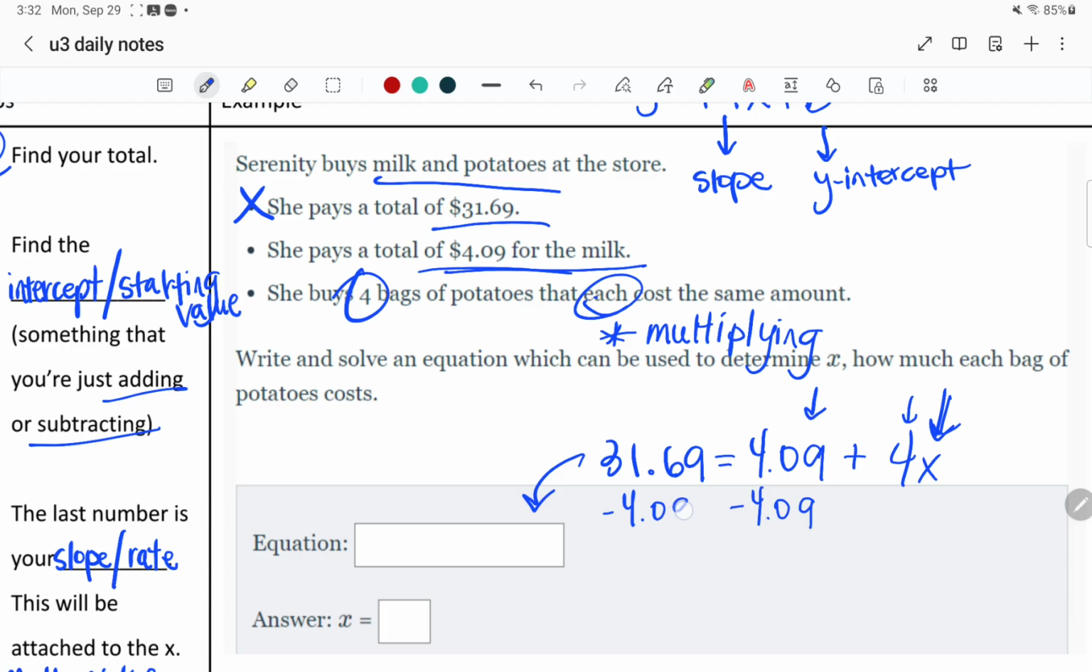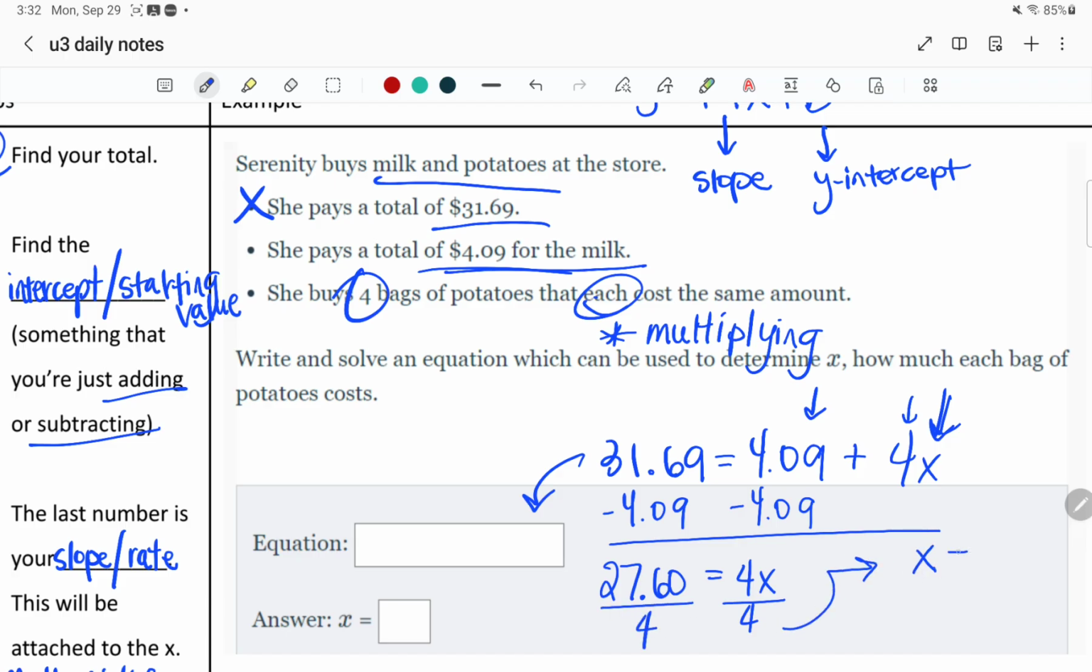So we're going to subtract $4.09, and that gets 27.60 equals 4x, and then I'm going to divide by 4 on both sides. I'm going to put it up here so I've got room. X equals 6.9.